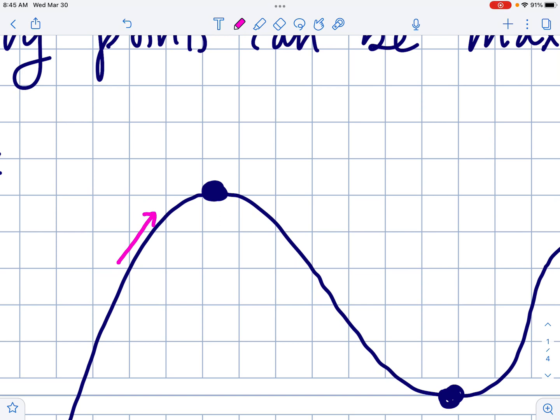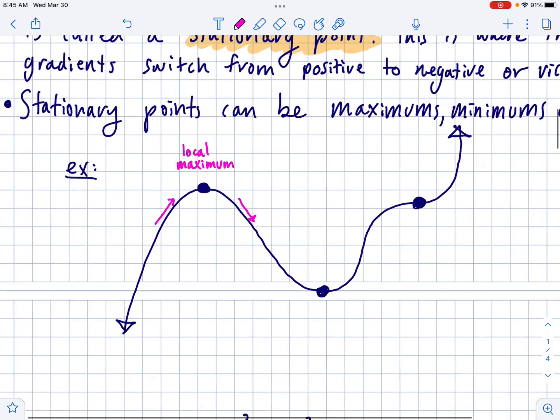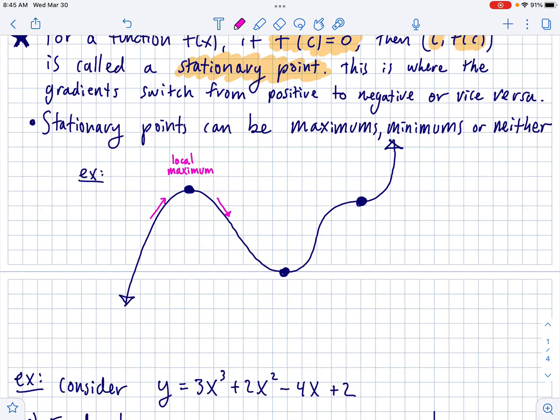Let's take a look at this first one here. If you're riding your surfboard on the curve, you're going uphill to the left of this point, and then going downhill to the right of this point. That makes this a stationary point, and it's a maximum, a local maximum is what they call it. It might not be the maximum of the entire curve, but it's a local maximum. So when it switches from positive slope to negative slope, that's a local maximum.